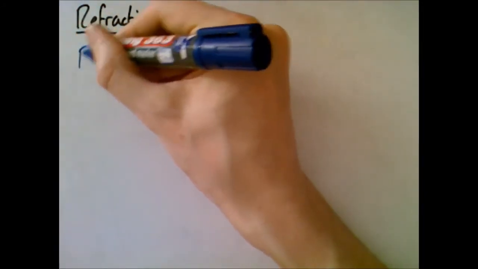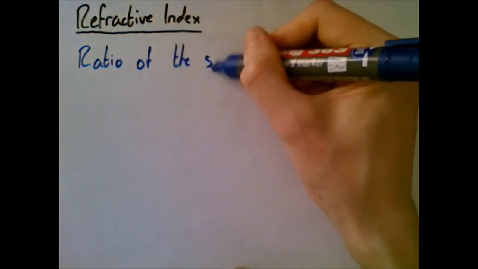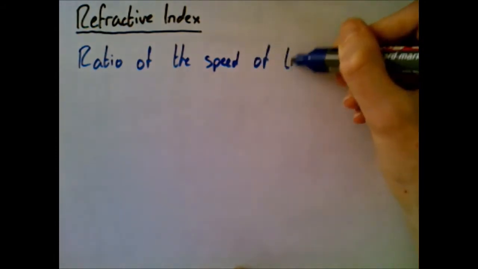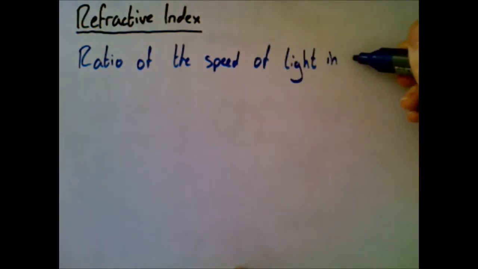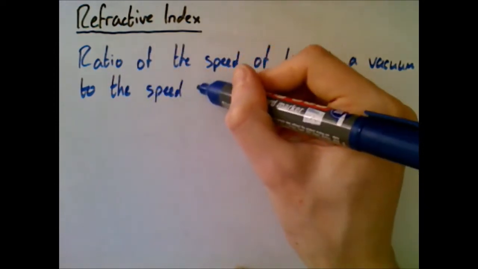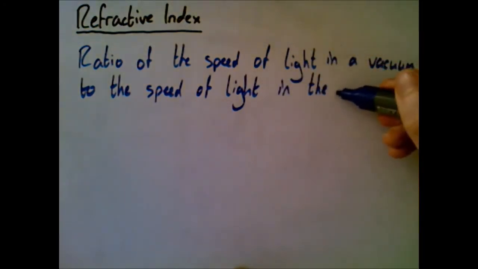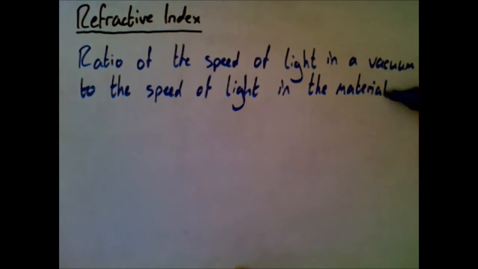But instead of just talking about what speed the light travels, we want to know how quickly the light travels relative to the speed that it travels in a vacuum. So the refractive index is the ratio of the speed of light in a vacuum to the speed of light in the material.